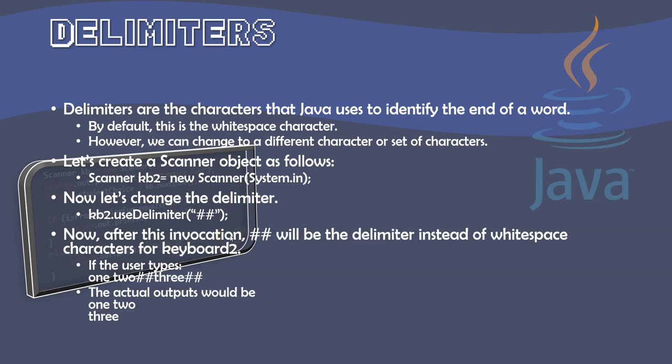Now, after this invocation of useDelimiter has been done, that double hash will be the delimiter instead of a white space character. So, for example, if we see 1, 2, hash, hash, 3, hash, hash, the output is going to be 1, 2, that's one word, and then 3 would be another, simply because of how this is being used. So let's jump over to our code and actually see this in use.